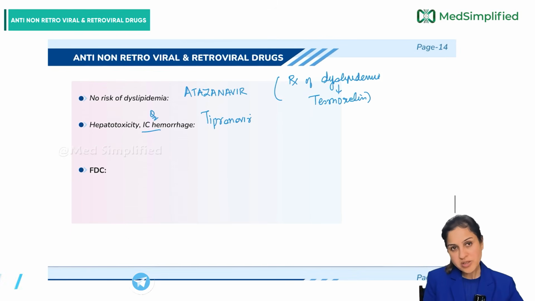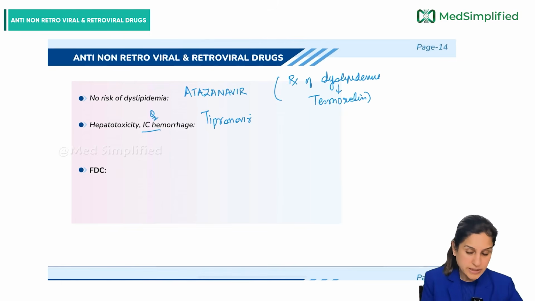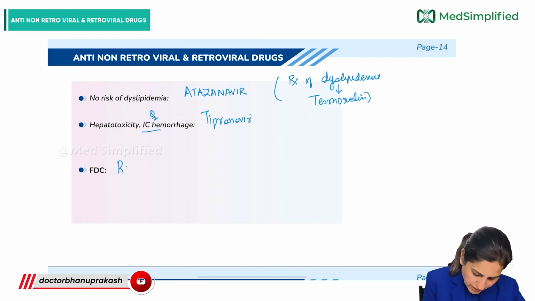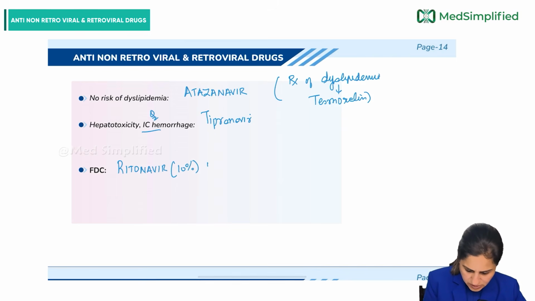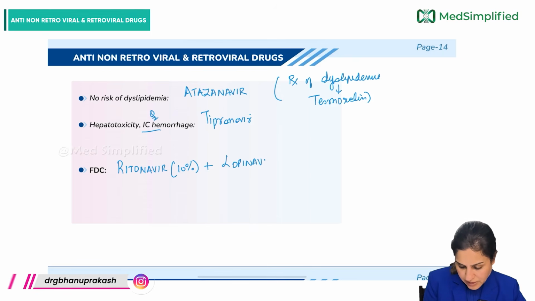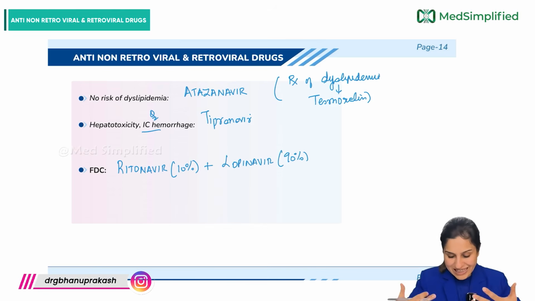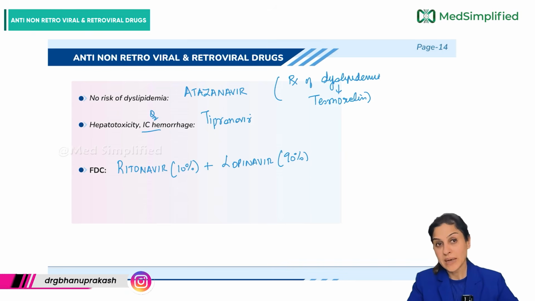Fixed dose combination is available of these protease inhibitors. For example, I told you because ritonavir is a booster drug, it is not used as such. It is only used to boost the effect of the other drugs. So we have ritonavir in around 10% plus lopinavir. It's available as a fixed dose combination. So 90% is the drug lopinavir and 10% we add ritonavir, which increases the effect of the lopinavir.